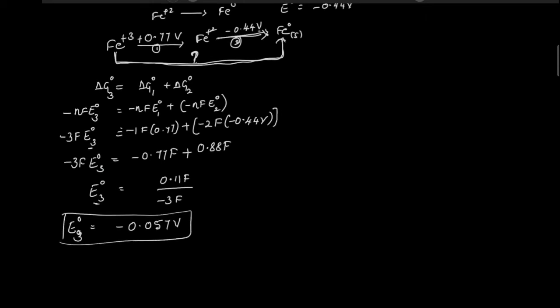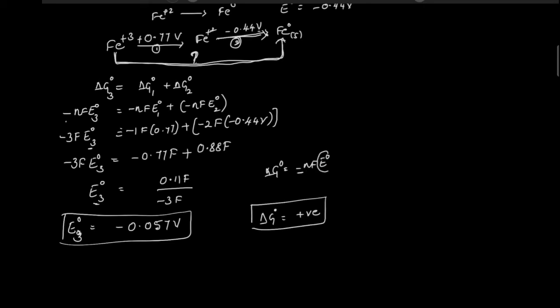Understood? Like this, you can calculate the value of E naught and identify the spontaneity of the non-adjacent reactions. Here, the E naught value is negative, which means the delta G naught value will be positive, because as we have known from the equation, delta G naught is equal to minus nF E naught. So a negative E naught has to give a positive delta G naught. Here we are getting a negative E naught, so delta G naught is positive. That means this is non-spontaneous. Fe plus 3 to Fe0 is non-spontaneous, which means Fe plus 3 is stable.